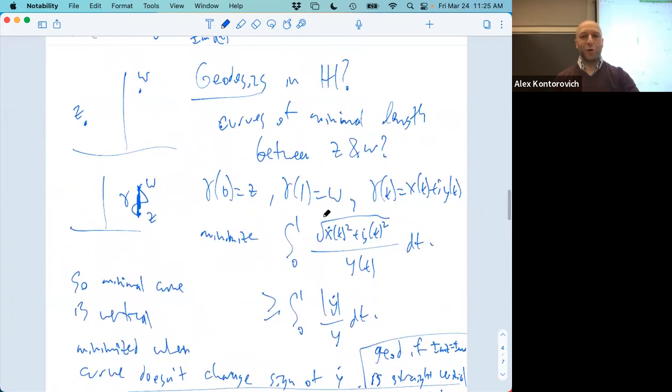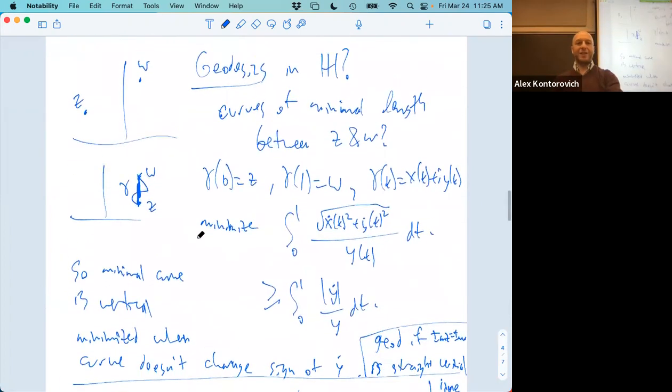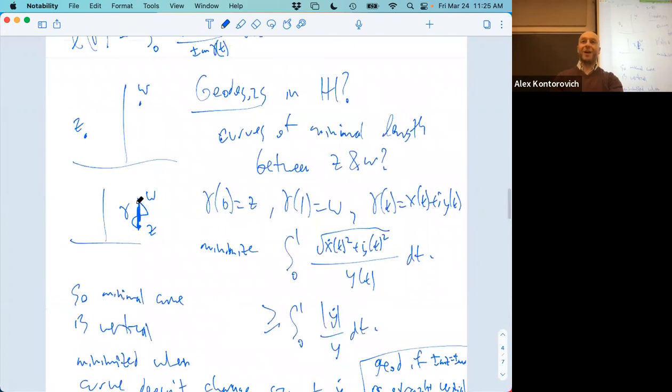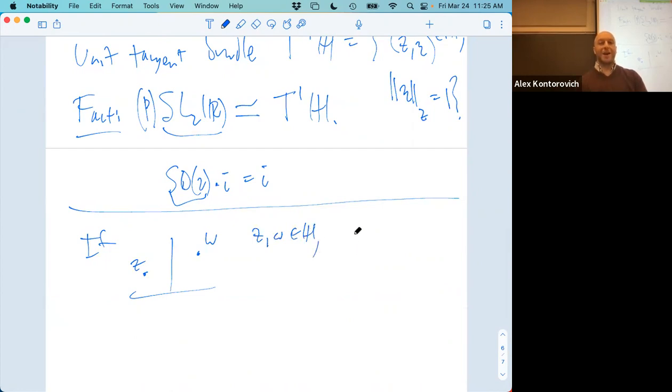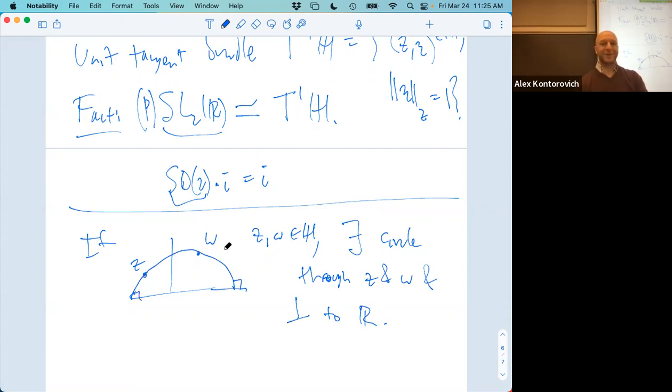Who are the geodesics? If Z is right on top of W, then it's the vertical line. If Z is not on top of W, so if Z and W are in general position in H, a theorem of Apollonius is that there exists a circle through Z and W and orthogonal to the real line. So there's a circle that does this, and it's constructible by straight edge and compass.